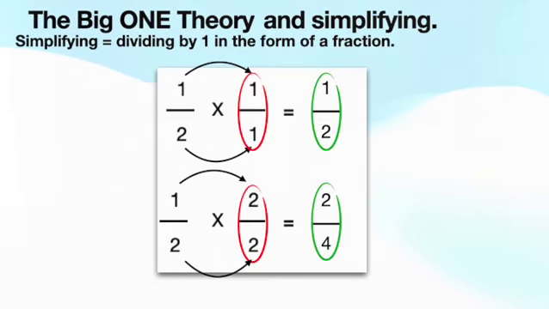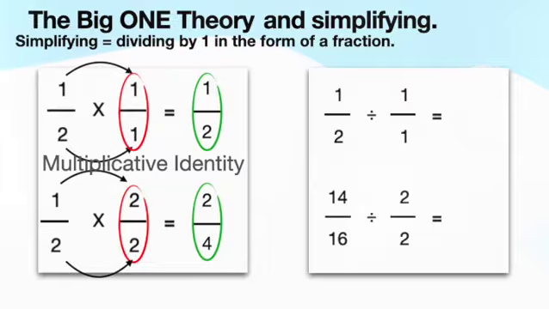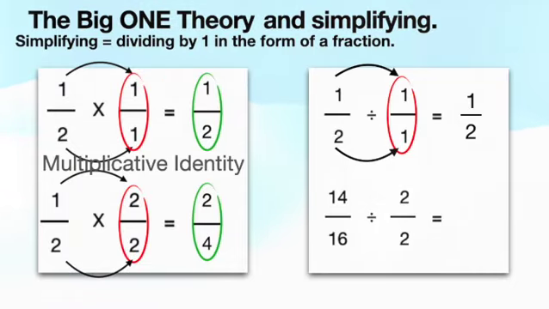Simplifying is basically dividing by 1 in the form of a fraction. So here was our multiplicative identity, because you're multiplying half by 1/1 and you get half. And you multiply half by 2/2 and you get 2/4. So 2/4 is equal to 1/2. Half divided by 1 is still half. You divide numerators and denominators just like before. This is the concept we use for simplifying the fractions.